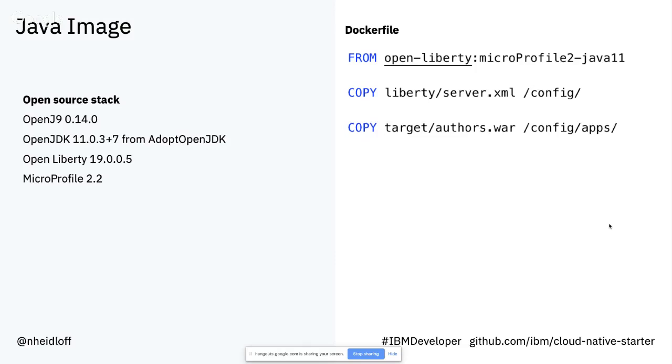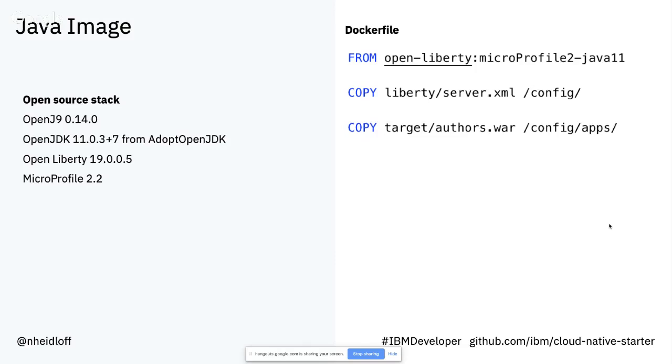And then the next component here is OpenLiberty. OpenLiberty is basically the open source version of WebSphere Liberty. And the nice thing about it is that it comes with MicroProfile, which I'm going to use here for several features. So here, again, in the Dockerfile, that's all you need to do, 3 lines of code.